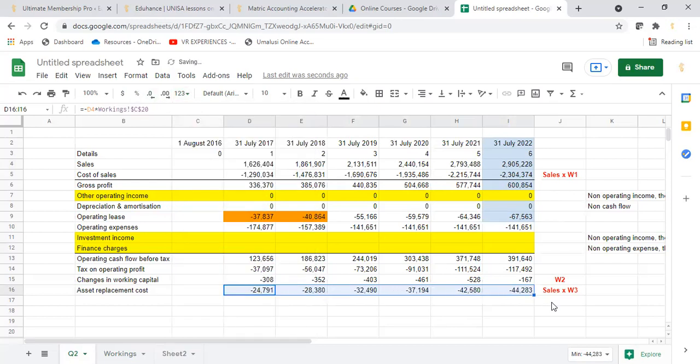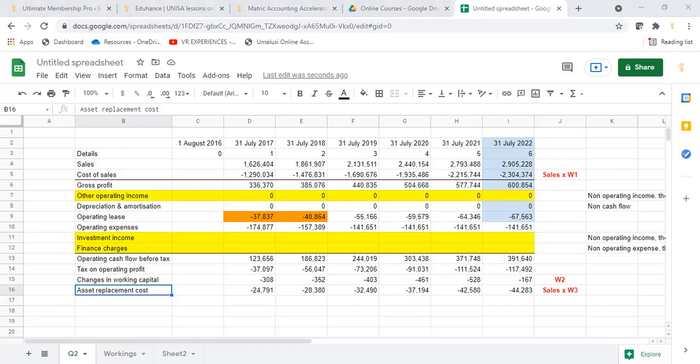Okay, so they are saying that the asset replacement cost equals depreciation. So if we can work out what is depreciation, we will be able to work out what is the asset replacement cost. So the question is, how do we work out depreciation? They say the depreciation to sales ratio will remain the same. So if we go to 2016, we can work out what is the depreciation to sales ratio. We say depreciation divided by sales. And that gave us that, whatever it was. Okay, that gave us a 0.15.